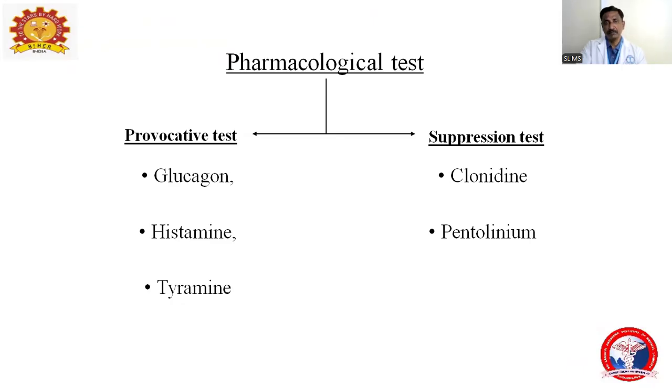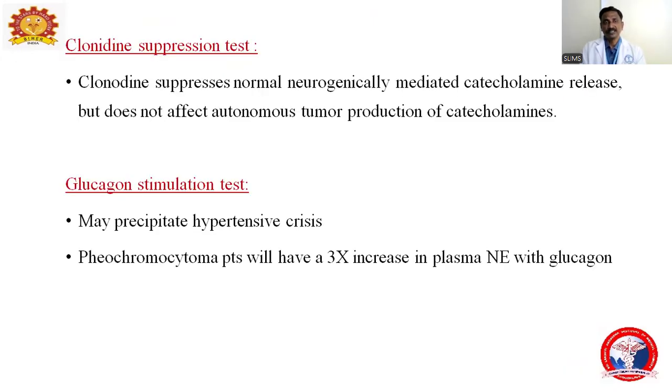Pharmacological tests may be provocative tests or suppression tests. Among provocative tests, there are the glucagon provocative test, histamine provocative test, and tyramine provocative test. Among suppression tests, there are clonidine and phentolamine suppression tests. Clonidine suppresses normal neurogenically mediated catecholamine release, but does not affect autonomous tumor production of catecholamine. The glucagon stimulation test may precipitate hypertensive crisis. Pheochromocytoma patients will have a 3 times increase in plasma norepinephrine with glucagon.